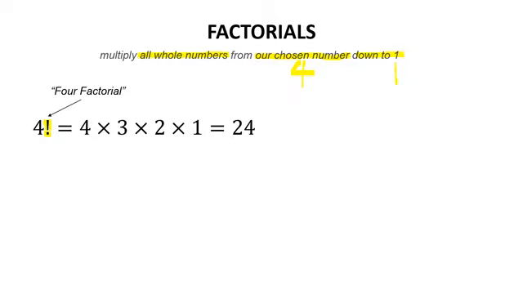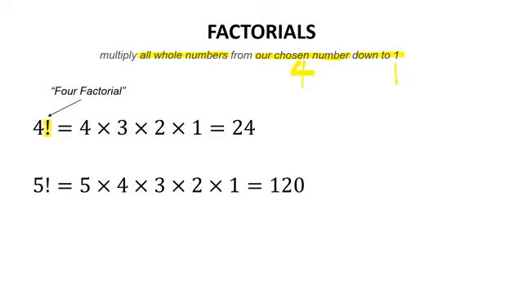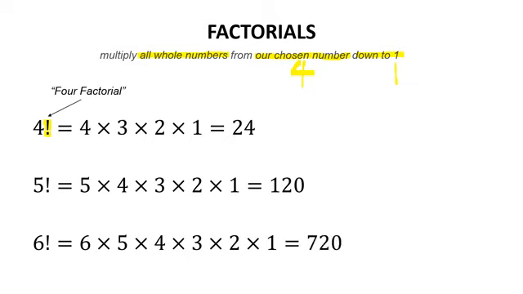Understand? Simple, right? Next, 5 factorial is equal to 5 times 4 times 3 times 2 times 1, which is equal to 120. The other one, 6 factorial, which is 6 times 5 times 4 times 3 times 2 times 1, is equal to what? 720. Okay, this is what we call factorials.